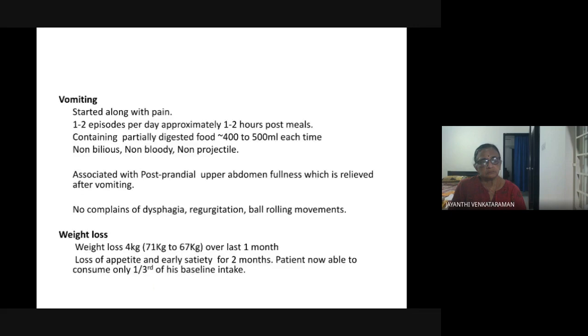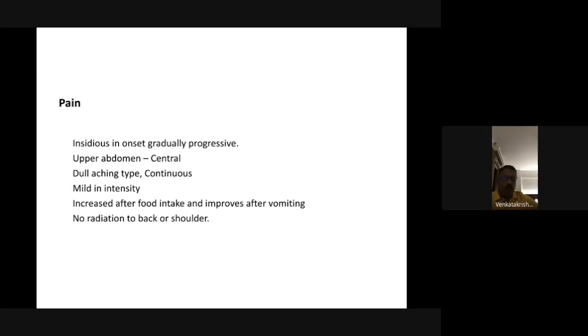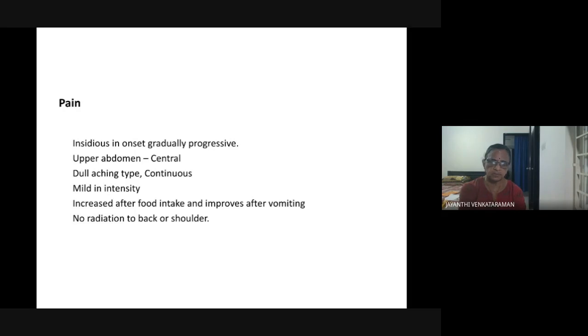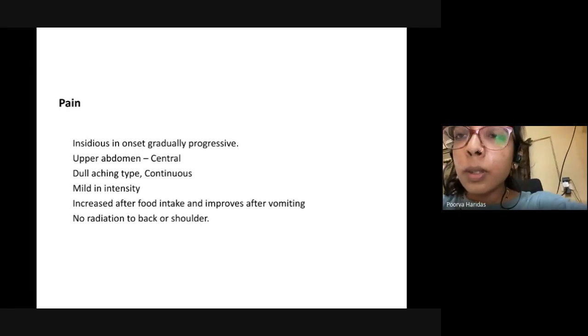About vomiting, the vomiting has also started. What are the other questions you'll ask in upper abdominal pain? Along with that, any fever or jaundice, ma'am, along with the pain? Fever and jaundice, or that the patient will say, I've got jaundice, no? Yes, ma'am. Any visible lump or abdominal distension?